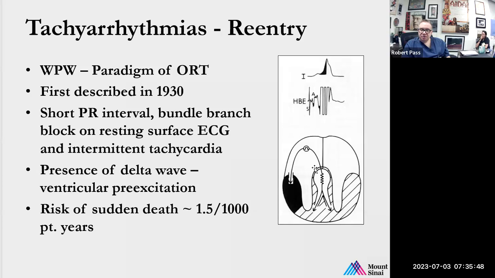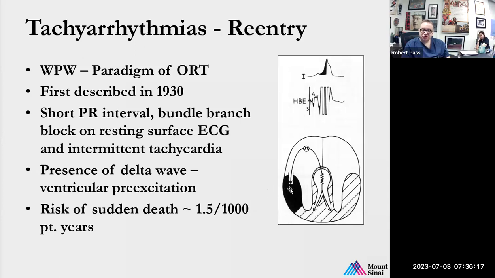Now, in WPW, the pathway can conduct both retrograde and antegrade. In this little cartoon, we're in sinus rhythm, and the impulse will go from atrium to ventricle, both through the AV node and through the accessory pathway. And so the accessory pathway is pre-exciting a portion of the ventricle that would normally only be depolarized through the bundle branch and the Purkinje fibers.